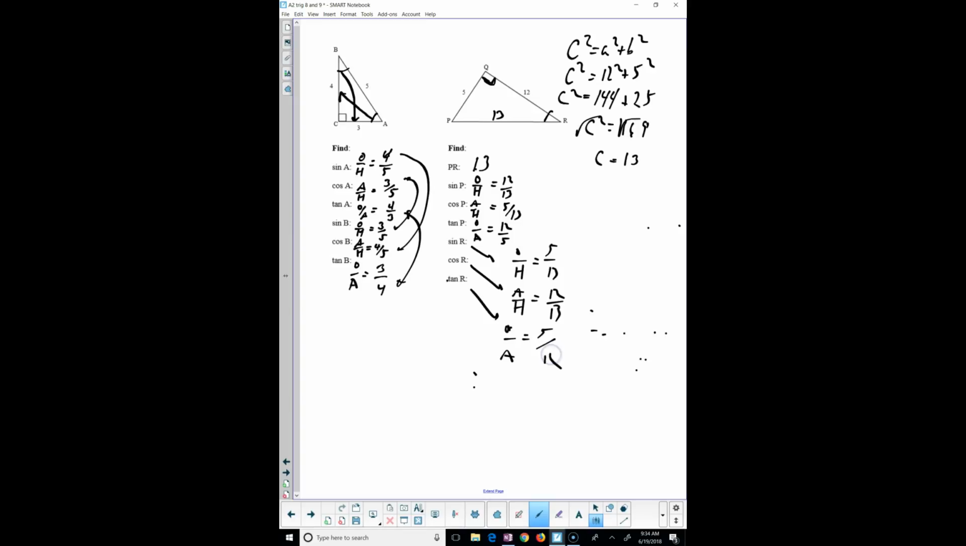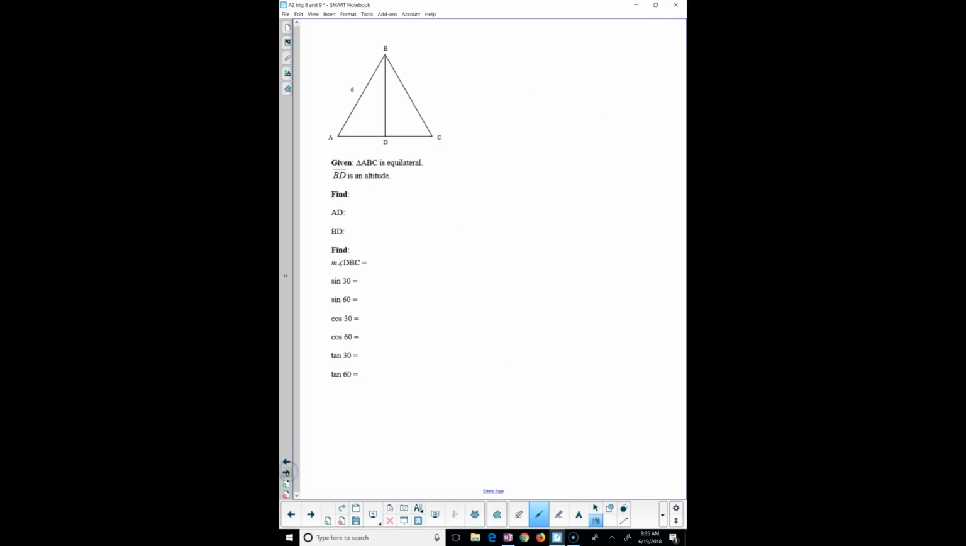Notice how I'm not using all of that 13 there. Alright, so you can see this is our basic trig, and we should probably remember this from days gone by. So what that leads to is, we're going to get into a specialty triangle.